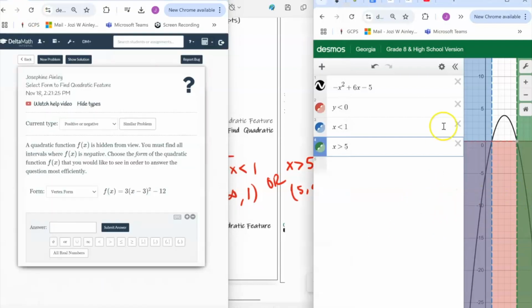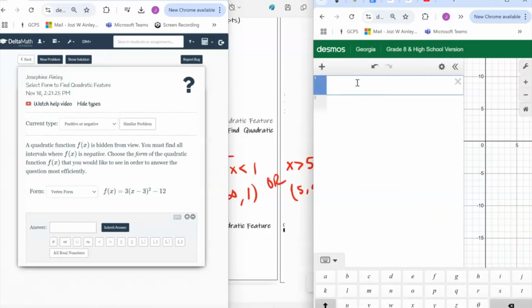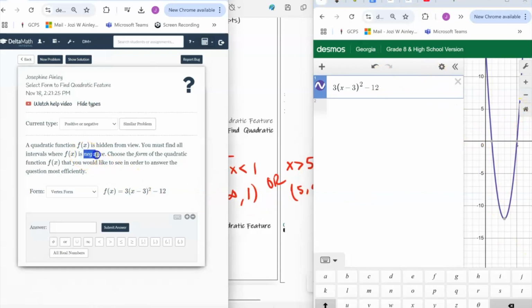So we're going to use Desmos to check our answer. And you can see I used a different form, so it doesn't even matter which form you use. So this is 3 parentheses x minus 3 squared minus 12. All right, cool. So here's my equation. And my question is, when is it negative?